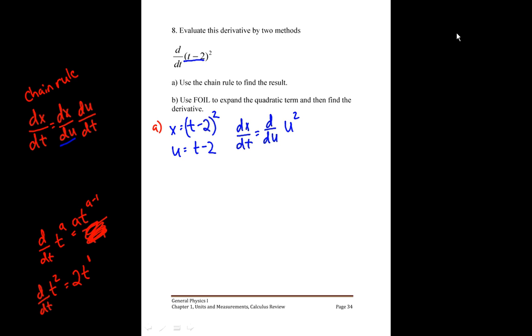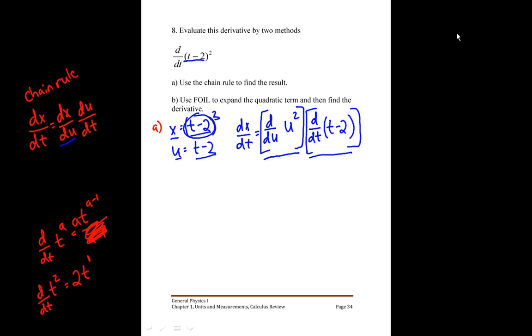See here I have x is equal to (t minus 2) squared, but if u is t minus 2, I just replace this term with u. So d/du of u squared, that's the first part of my chain rule, times du/dt, so d/dt of u, which is t minus 2. That's the second part of my chain rule. This is my dx/du, this is my du/dt.